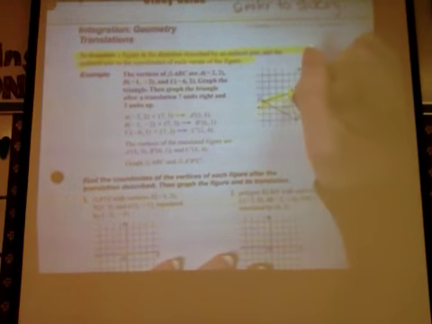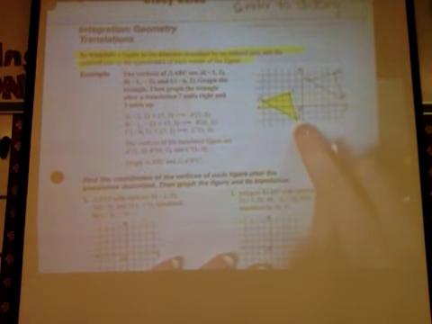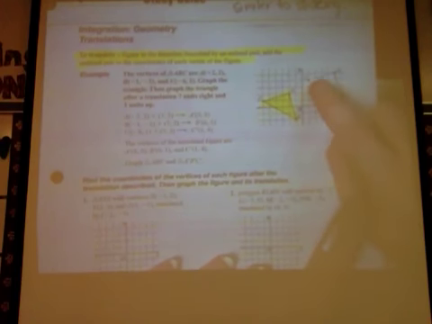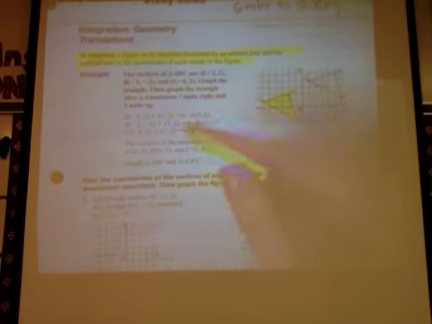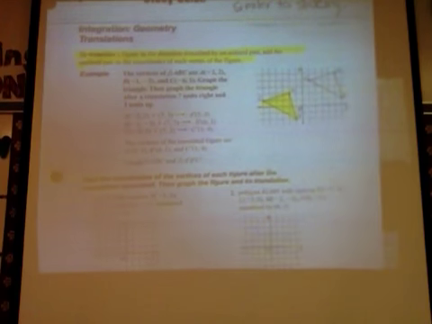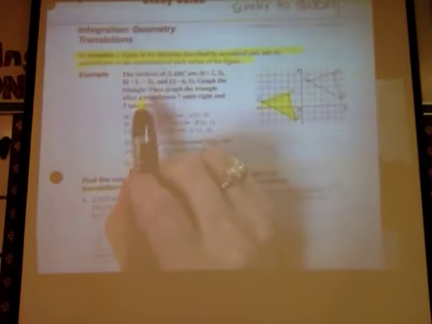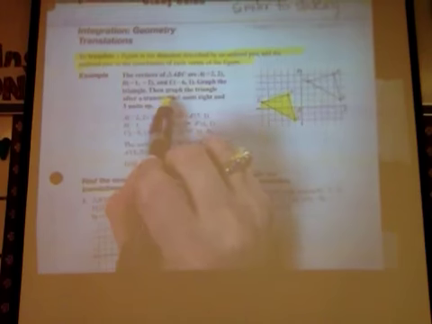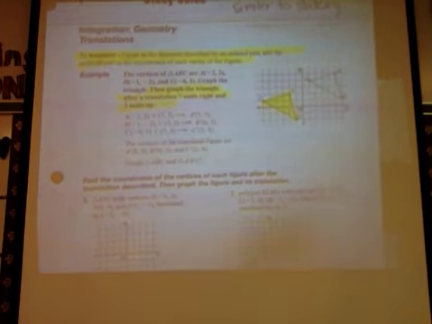ABC was our original figure. You always know which one's the original because the new one has a little apostrophe next to it, and it's read as A prime, B prime, C prime instead of ABC. Prime doesn't really mean anything, and the apostrophe doesn't do anything. It just lets you know which picture on the graph was the new one and which one was the old one.